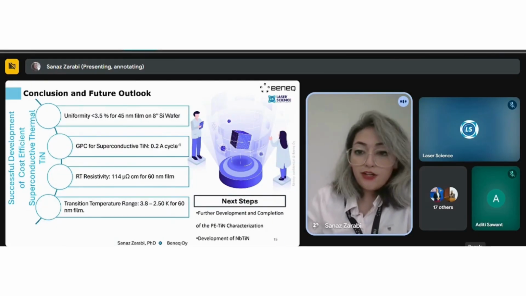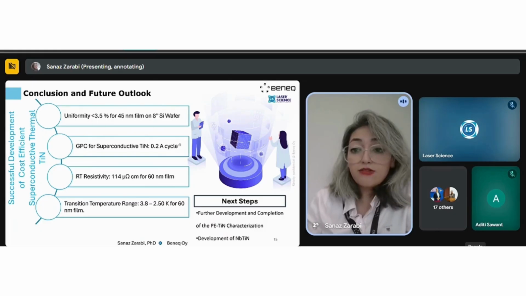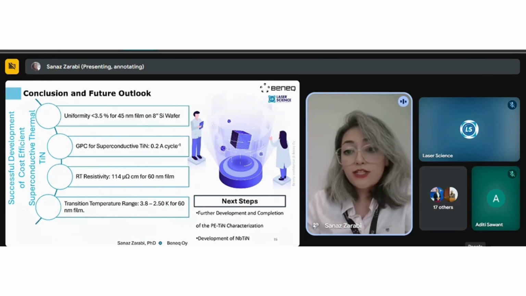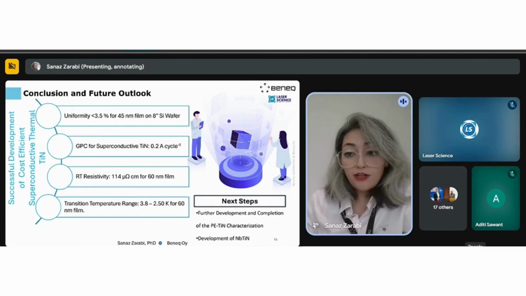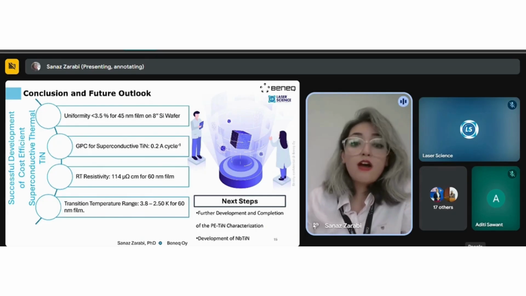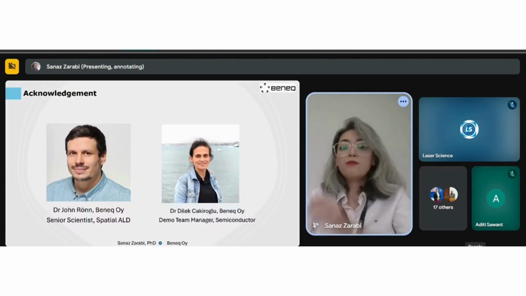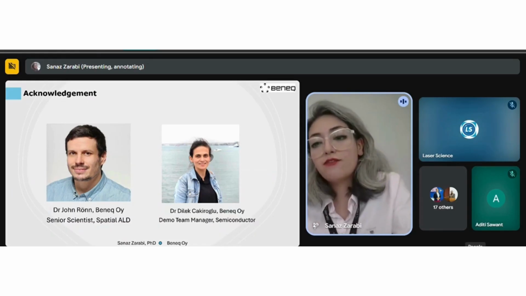Now, where do we go from here? Our next steps include developing plasma-enhanced ALD tin nitride to explore how plasma-assisted deposition impacts superconductive properties, and then the investigation of niobium tin nitride as a promising alternative with potential improvements in critical temperature and performance. Further characterization of the current films to refine deposition conditions and push the boundaries of thin film superconductors are also on the list.